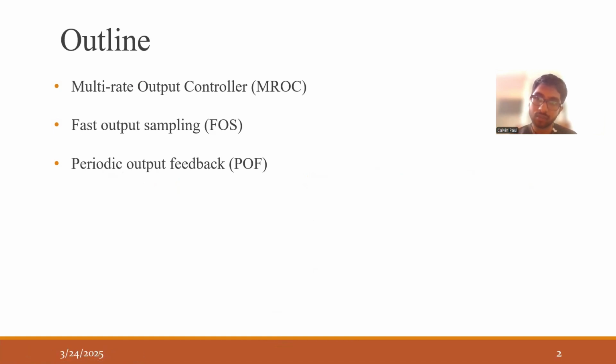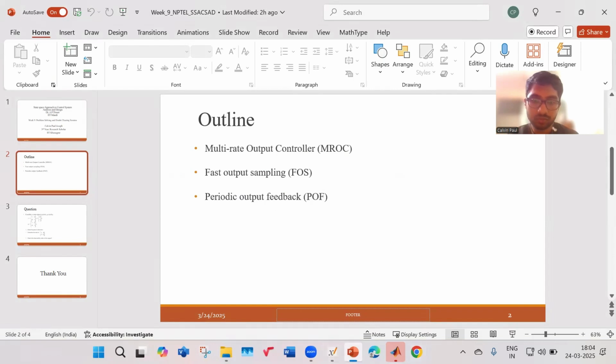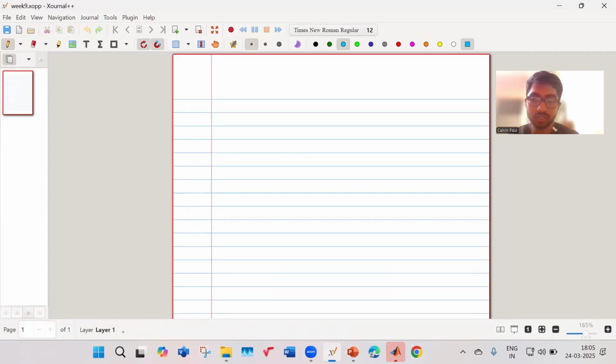Today we will be considering three types of control, and I'd like to emphasize that this is based on discrete data sampled systems. The first one is the multi-rate output controller, MROC. Next, we consider fast output sampling, FOS, which is a subset of the analysis. Then we consider periodic output feedback, POF control. So let's start with this session.